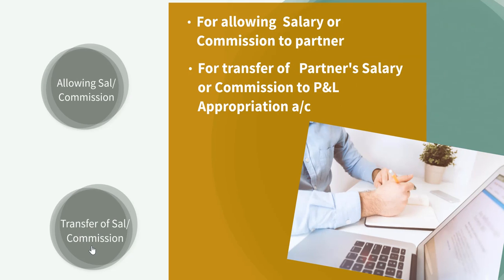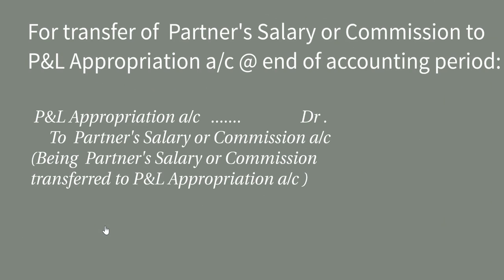At the end of the accounting period, it is debited to the profit and loss appropriation account. The partner's salary or partner's commission is transferred to the debit of the profit and loss appropriation account. Journal entry: profit and loss appropriation account debit to partner's salary or partner's commission account.